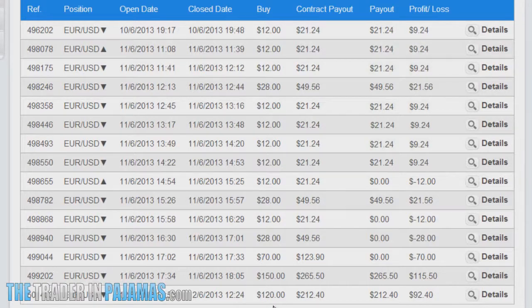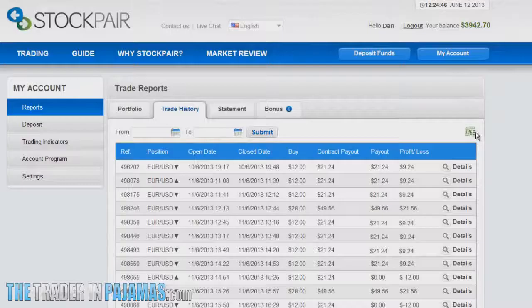Now remember, just a couple of things. I'm trading the Euro-USD currency pair, but remember, you can trade any currency pair available. And for those of you who still aren't sure whether this system works or not, what I suggest you do is pretty simple. Just open an account with StockPair and give it a try for yourself. You're going to find that watching these videos, and this video especially, has pretty much prepared you to start making money right from the start.